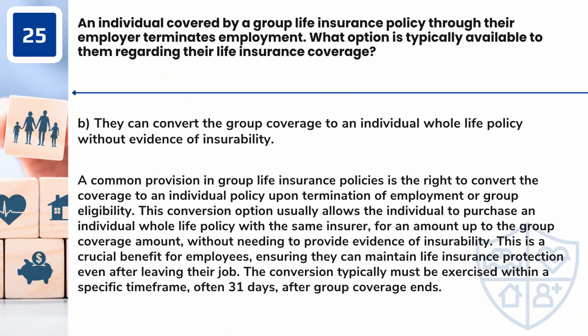Answer: B. They can convert the group coverage to an individual whole life policy without evidence of insurability. A common provision in group life insurance policies is the right to convert the coverage to an individual policy upon termination of employment or group eligibility. This conversion option usually allows the individual to purchase an individual whole life policy with the same insurer, for an amount up to the group coverage amount, without needing to provide evidence of insurability. This is a crucial benefit for employees, ensuring they can maintain life insurance protection even after leaving their job.